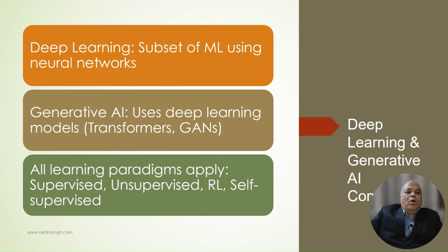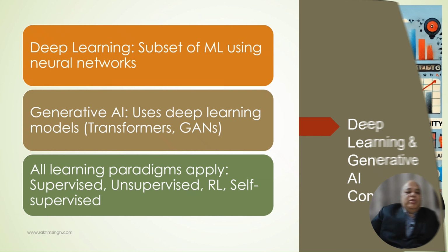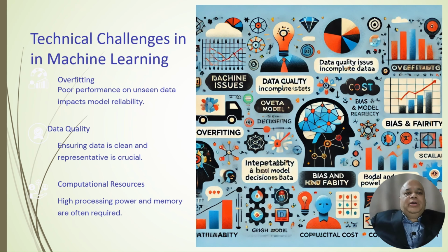And remember, because many times the confusion happens that machine learning is supervised learning or unsupervised learning, but these are learning paradigms. There are various ones, and some of them I have mentioned here: supervised, unsupervised, reinforcement learning. Now, there are certain technical challenges in machine learning to start with.